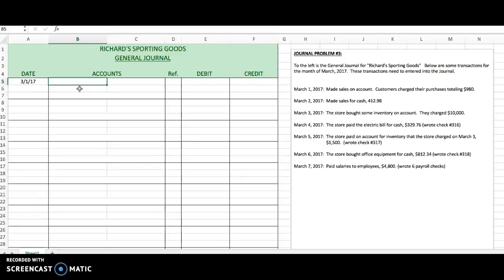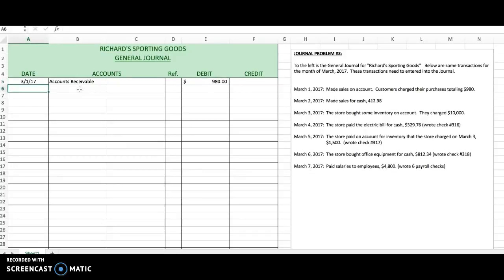We made sales on account. Customers charged these purchases. In other words, we did not get cash. But what we got is an asset account that went up called accounts receivable. That's the debit part of the entry. Accounts receivable means that somebody owes us money. Customers owe us money. It's an asset account. It goes up, so we need to debit that amount by $980.